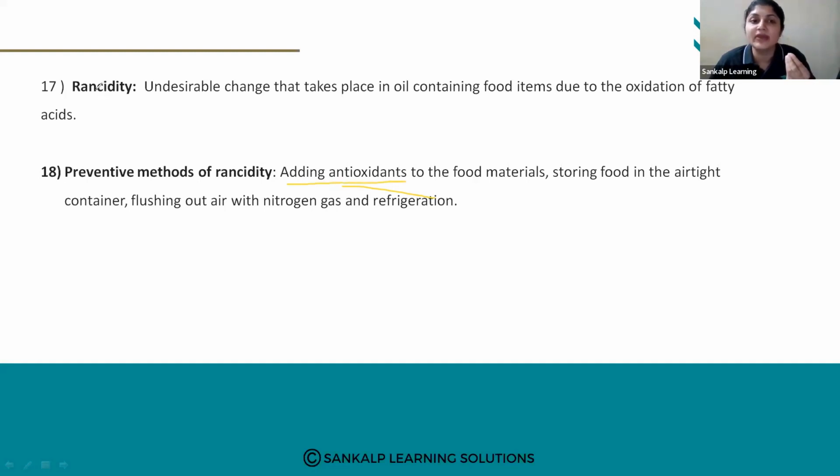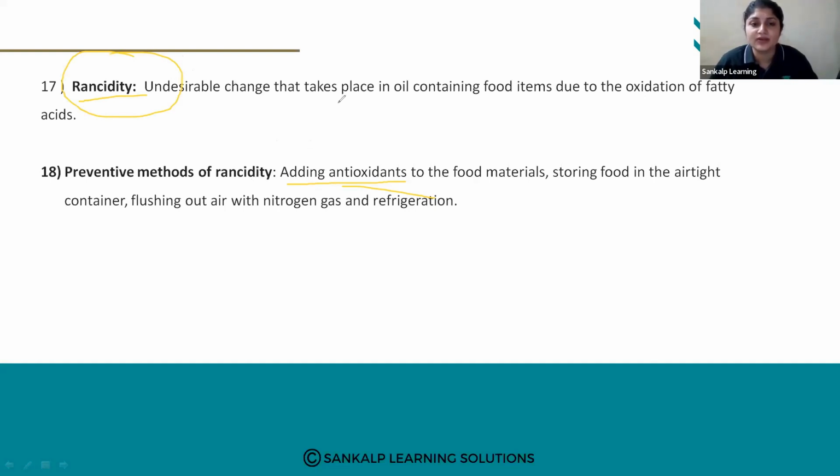Rancidity is nothing but the food material getting spoiled. Why? Because the oil or fat present in the food item starts getting oxidized. There will be a change in the smell and taste of the food. Because of that, the food becomes rancid. So to prevent that rancidity, antioxidants are added to such food.